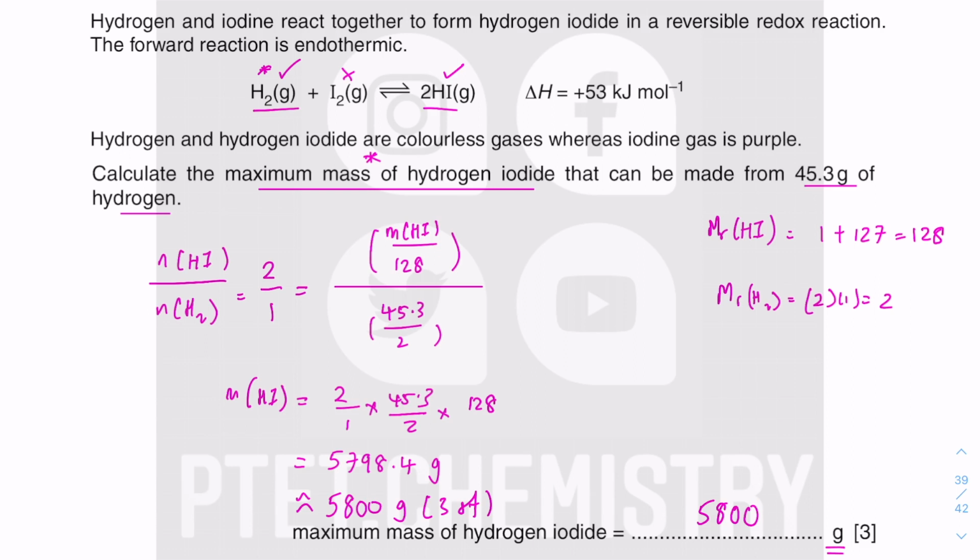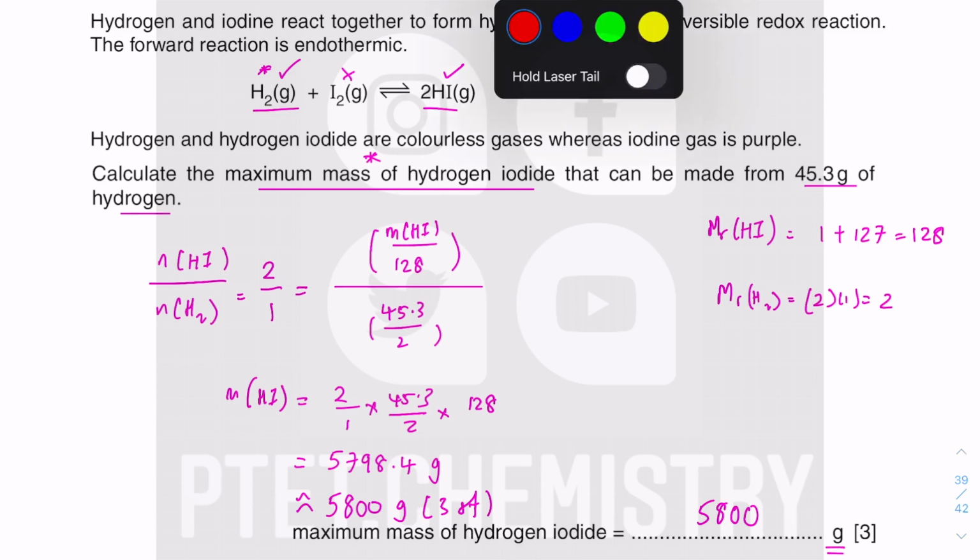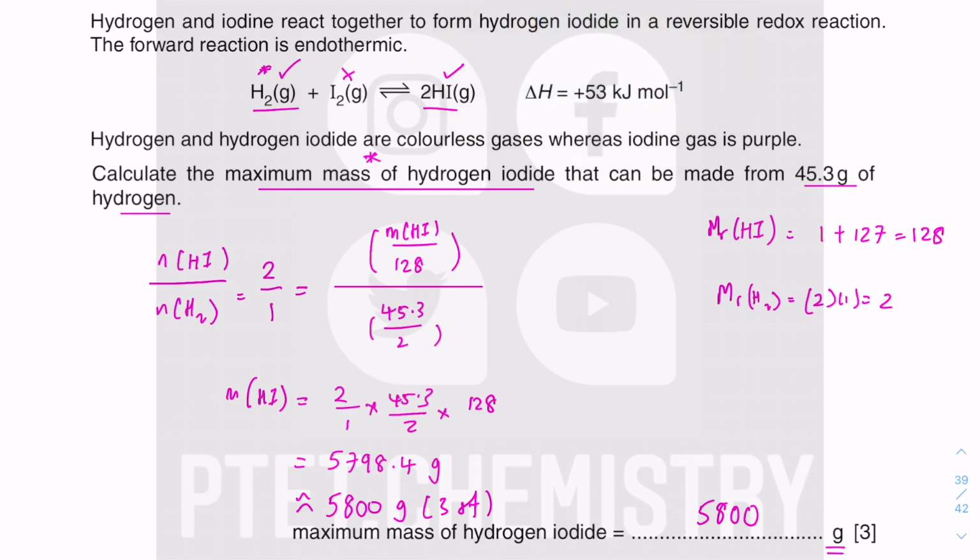I'm just looking at it. I wonder if I pressed a number incorrectly, because it looks like I might have, because that thing is not very big. I don't know why I'm getting such a big number. So 2 times 45.3 divided by 2 times 128. Yeah, I do get quite a big number. So this is the mass of the HI produced.